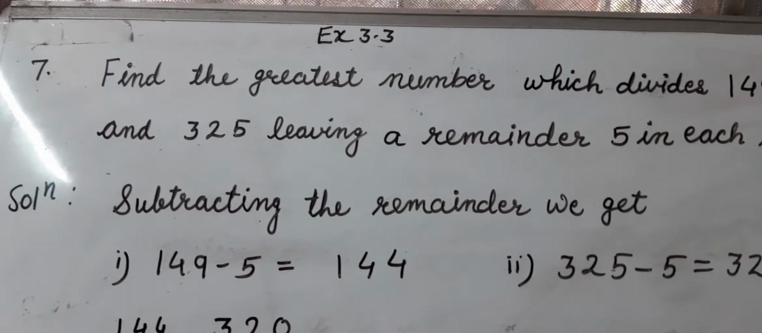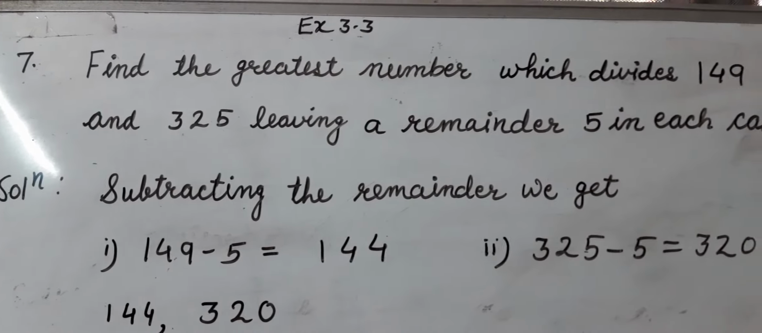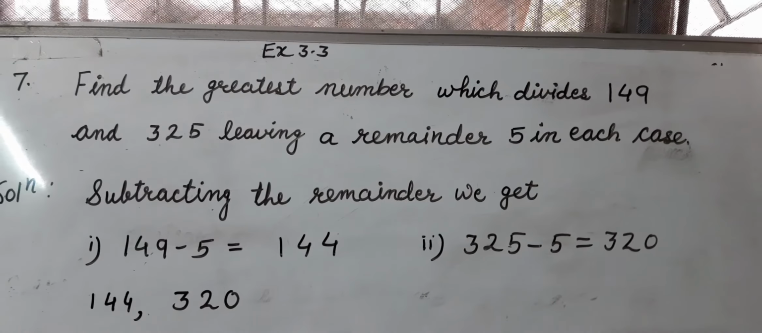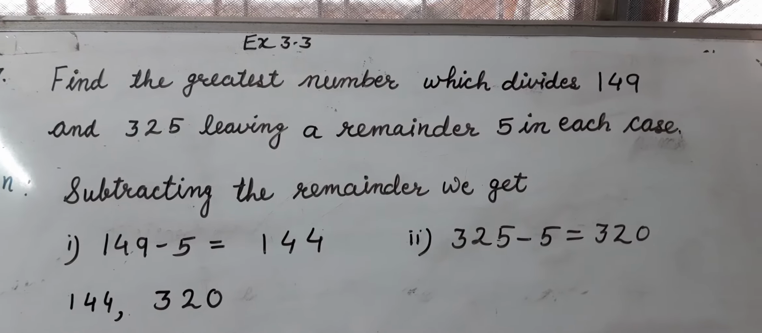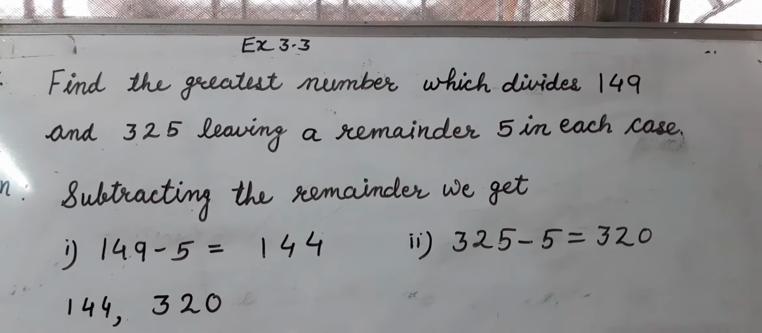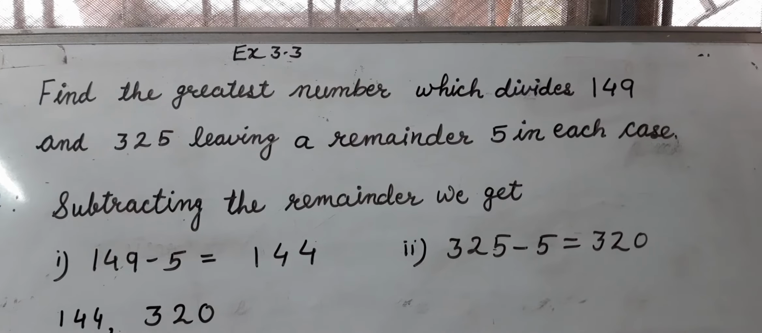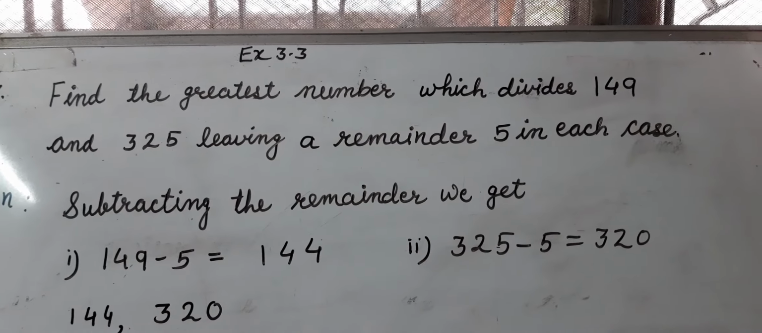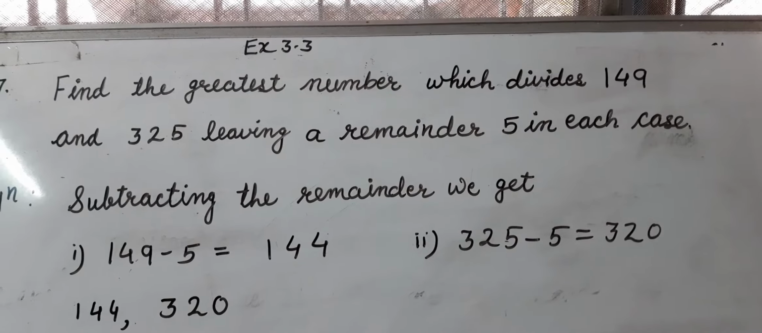Now we will see exercise 3.3, question number 7. The question is, find the greatest number which divides 149 and 325, leaving a remainder 5 in each case. In each case means from both the numbers we have to subtract 5 because it is leaving a remainder.